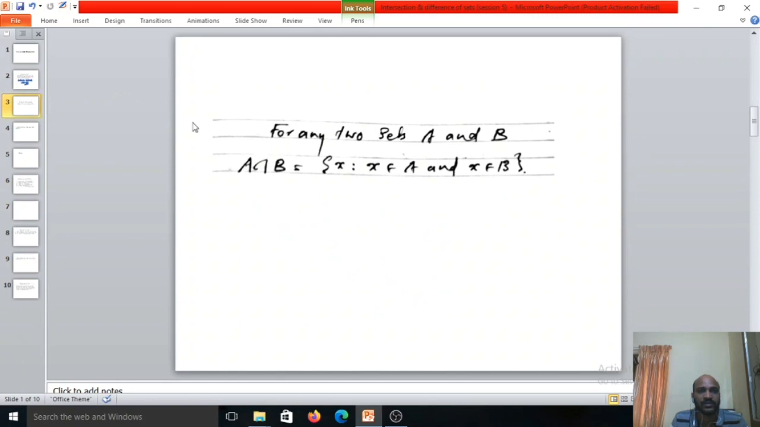Okay. So another definition for A intersection B, this one. A intersection B equal to set of all x, such that x belongs to A and x belongs to B. Means x is a common element of both A and B.